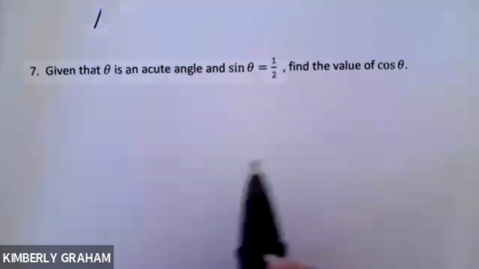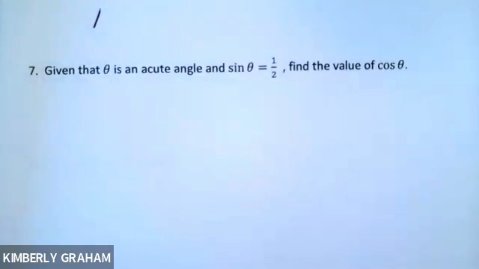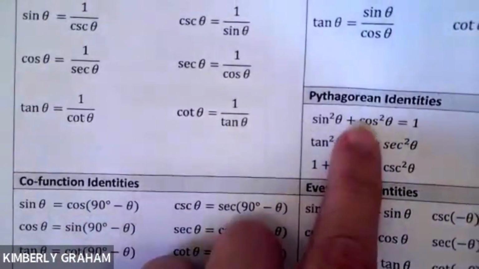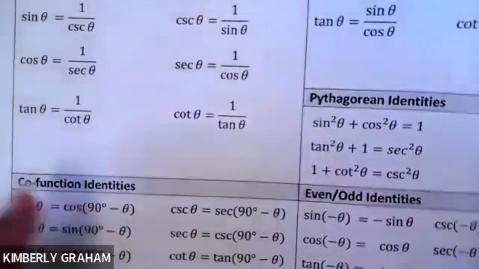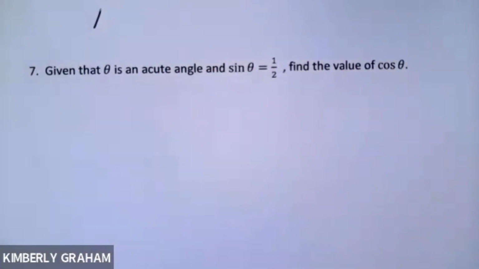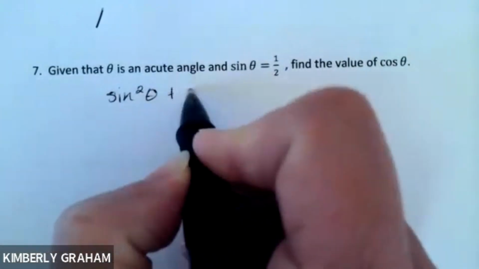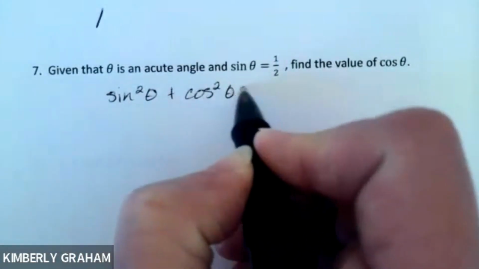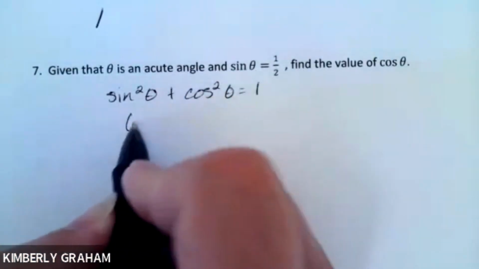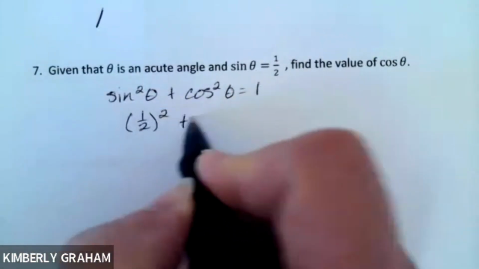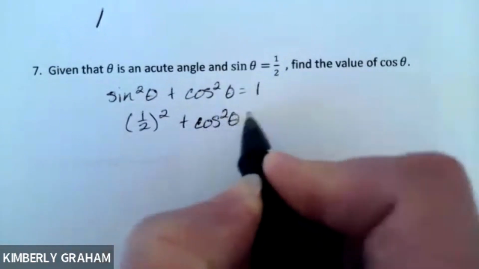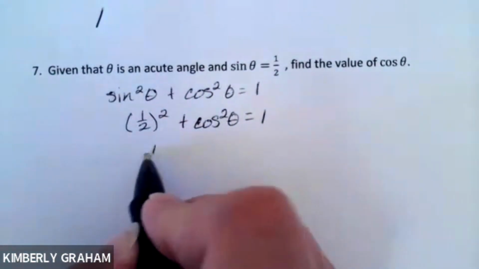All right, I need somehow to relate sine and cosine, and my identity that's going to relate that is either going to be a cofunction identity or a Pythagorean identity. And I don't have any information about that angle, so I think the easiest way to do this problem is to use the Pythagorean identity. Sine squared theta plus cosine squared theta equals 1. And I know sine theta is 1/2, so I have 1/2 squared plus cosine squared theta equals 1. 1/2 squared is 1/4.